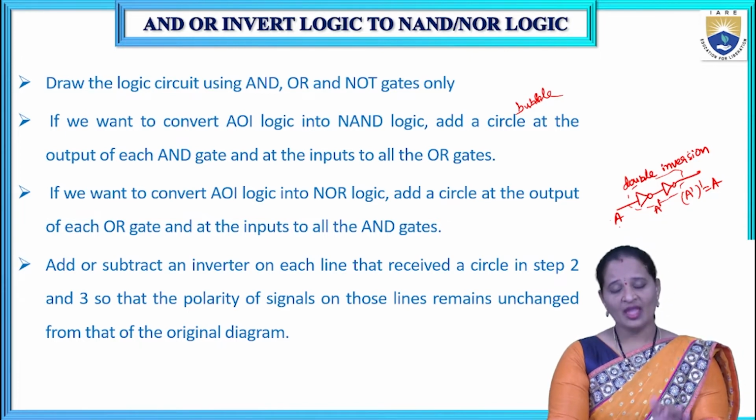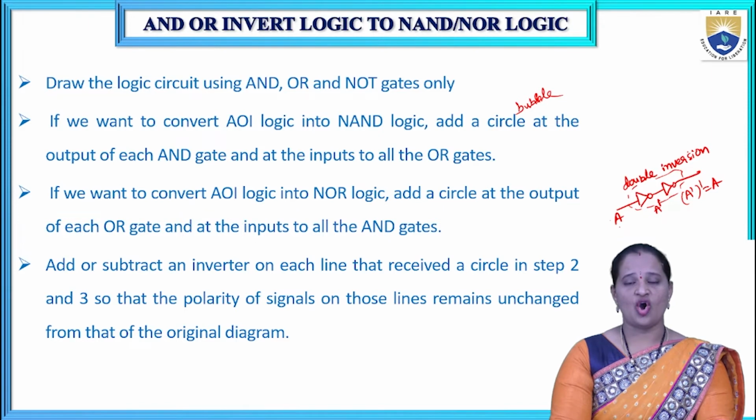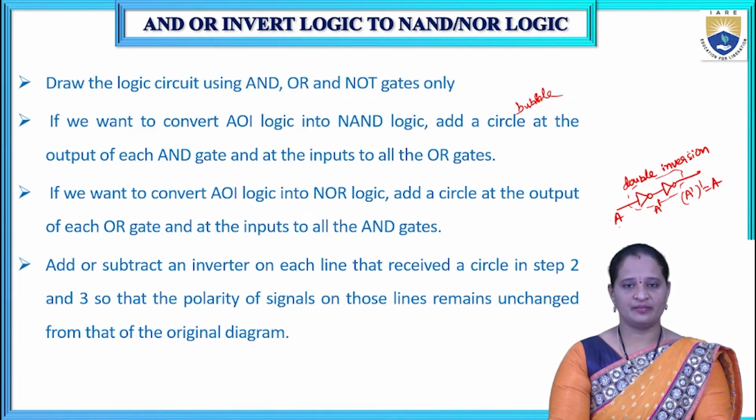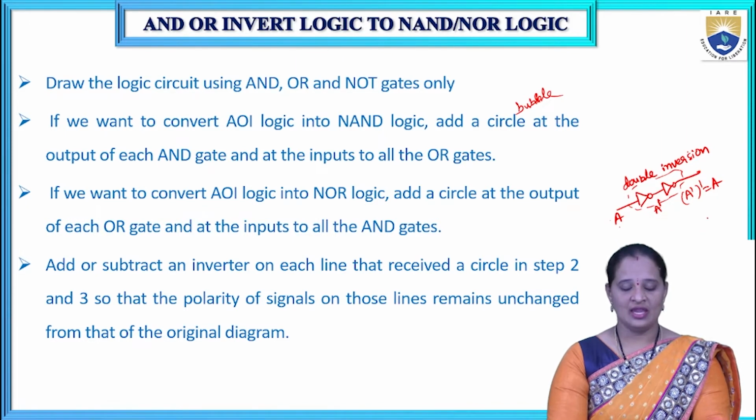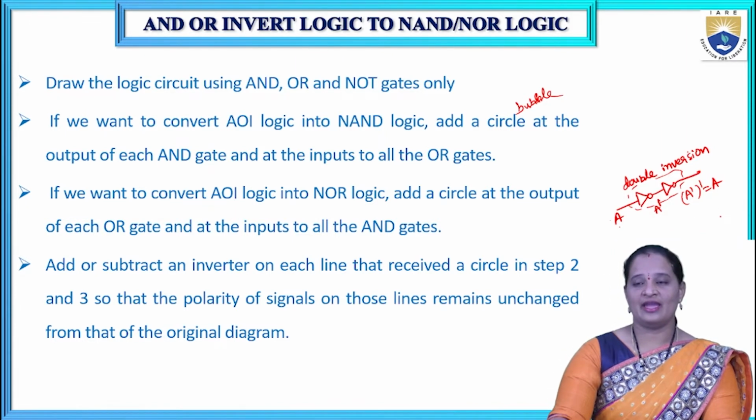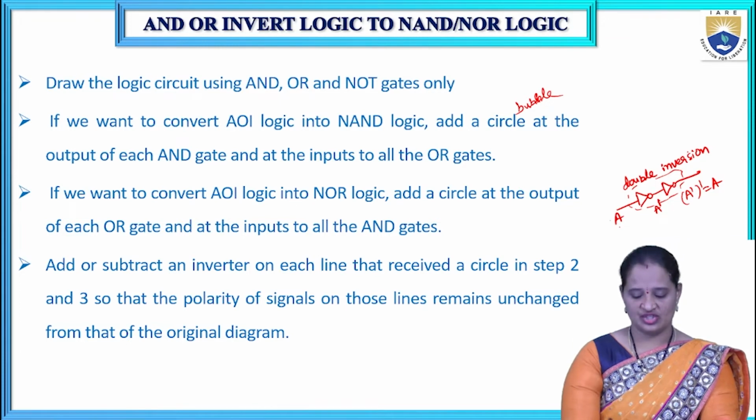Add or subtract inverters on each line that has received a circle and eliminate double inversion. Why? Because the double inversion leads to the same signal. That is why we are going to eliminate the double inversion, and hence the polarity will not change.